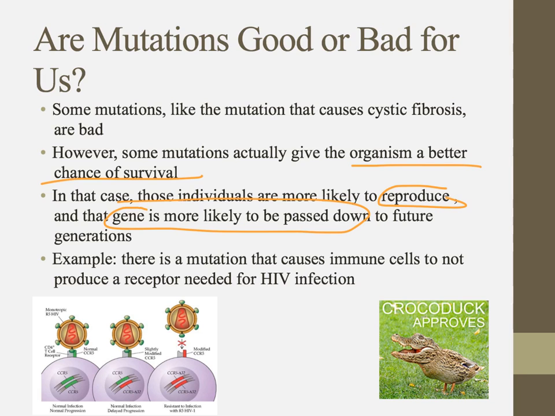So we know that there are some individuals who have a mutation in one of the genes in their immune cells, and that mutation causes the receptor protein on the outside of that immune cell to become deformed. And since that receptor protein is deformed, the HIV virus can't bind to that cell. And so because of that mutation, this person is immune. It's not able to get the HIV infection because the virus literally doesn't fit onto those cells. So here's an example of a good or beneficial mutation. And so just something to keep in mind, not all mutations are bad.